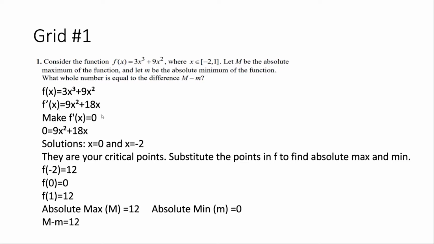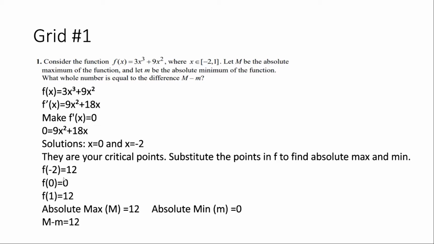Make f prime of x 0. You get 0 equals 9x squared plus 18x. Solve for x. You'll get x equals 0 and x equals minus 2. There are your critical points. Substitute the points in f to find absolute max and min. We substitute these points along with the endpoints of the closed interval of x, which is minus 2 and 1. So we have f of minus 2 gives 12, f of 0 gives 0, and f of 1 gives 12 again.